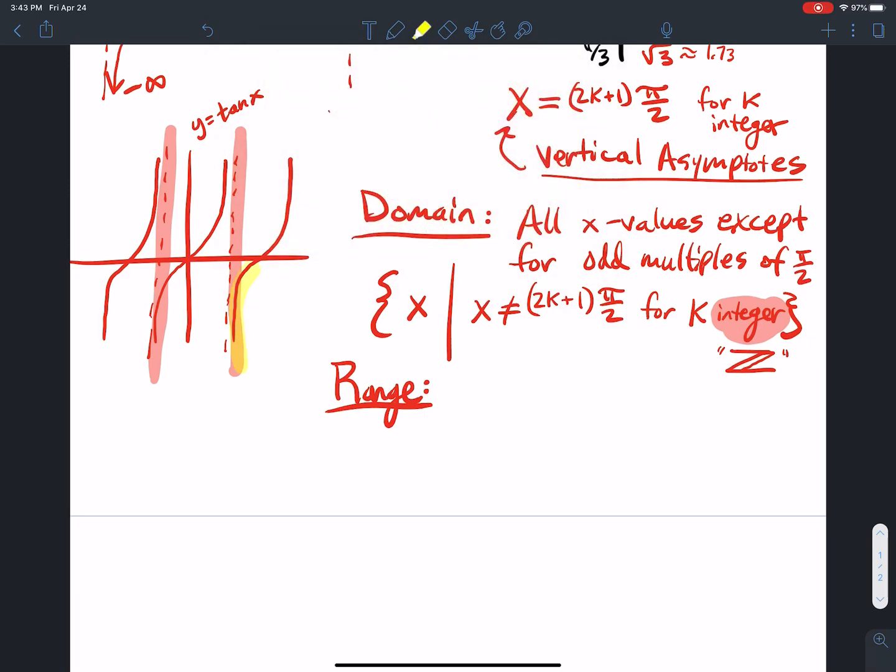Negative infinity all the way up to positive infinity. So the range is all real numbers, negative infinity to positive infinity. Another way to write all real numbers is the set notation R here. Okay. So the tangent function is odd. So that means it's symmetric with respect to the origin.